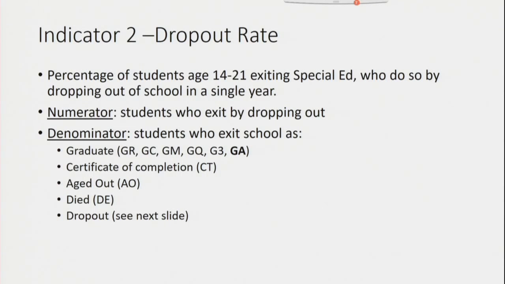A student who has a certificate of completion, and that's how they exit, or a student who has aged out, a student who has died, or other dropouts. So those are all the students that are in the denominator of the Indicator 2 dropout rate, and that will become a little more clear as we go through these slides.